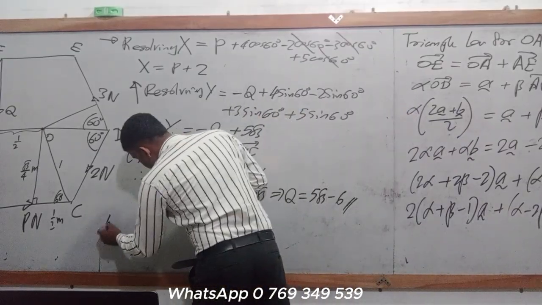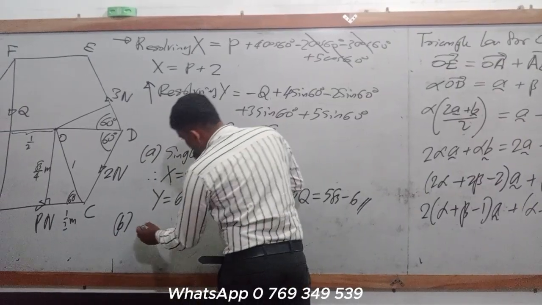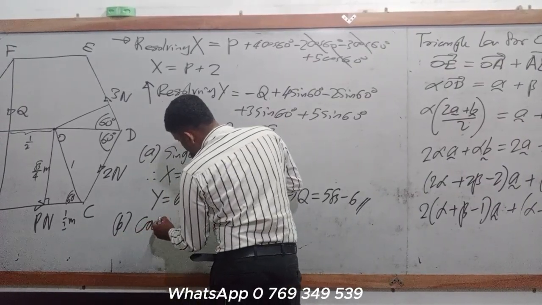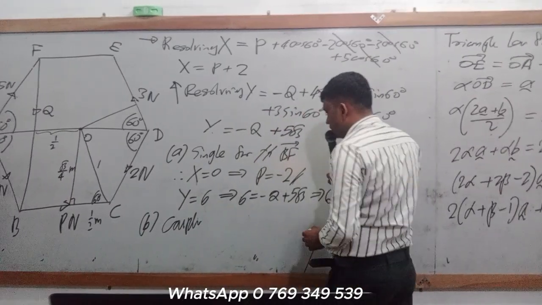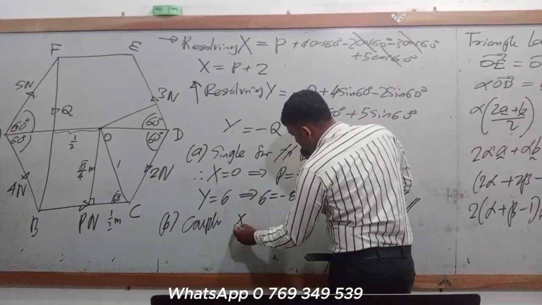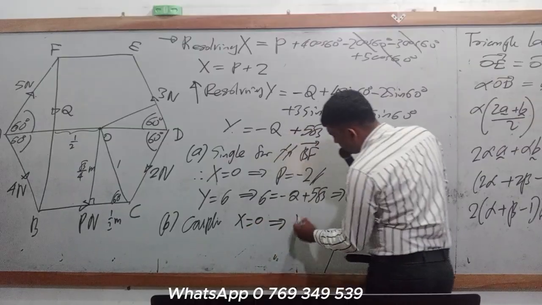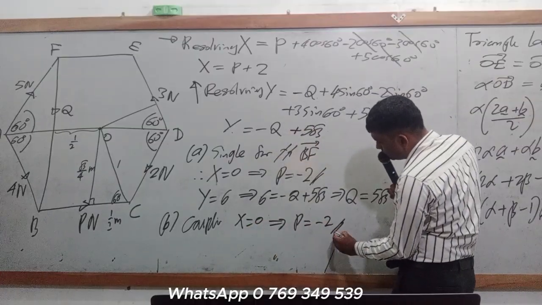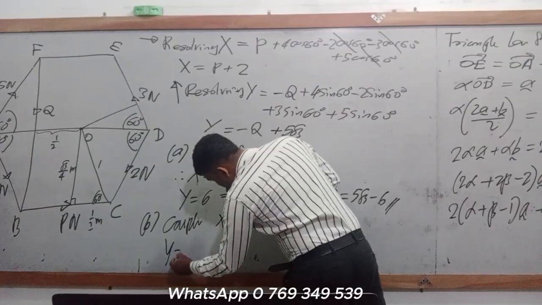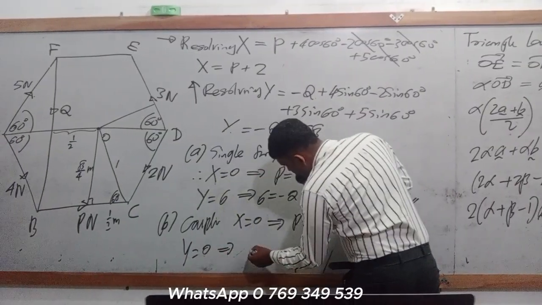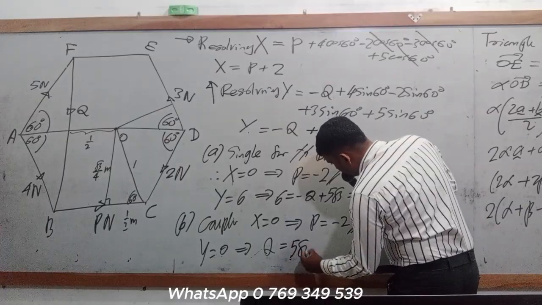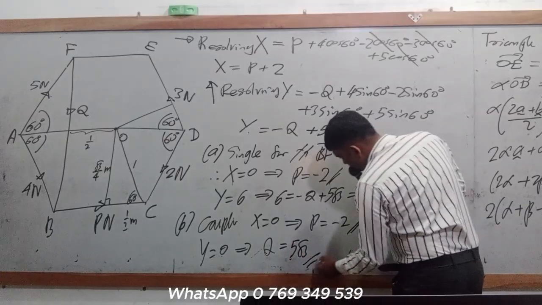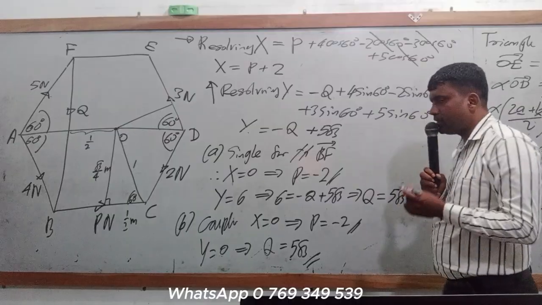Part B, couple. If it is a couple, X goes to 0, same thing, P equals minus 2. Y also goes to 0. Then Q is 5 root 3 only. The question is finished.